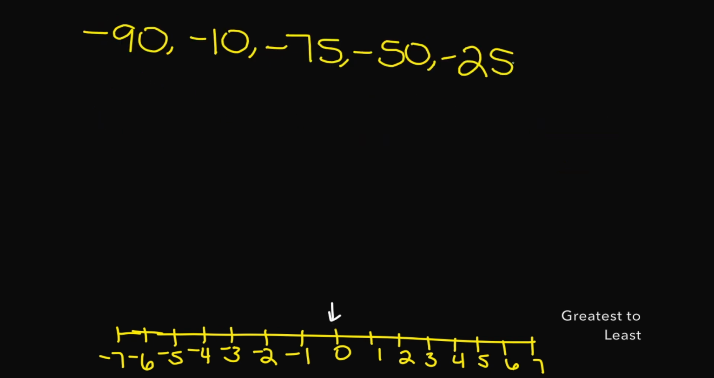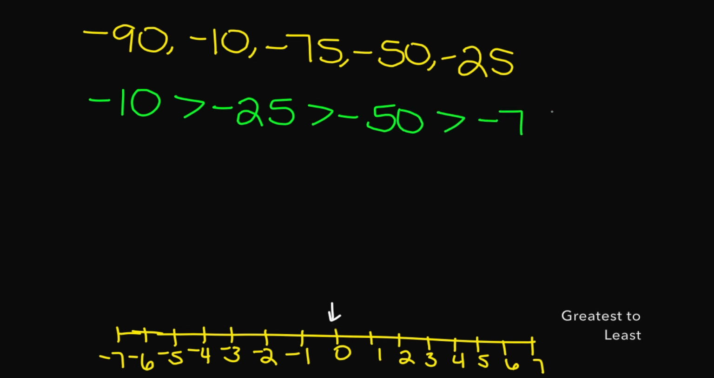Let's look at this example here. We have -90, -10, -75, -50, and then -25. So we are listing our numbers from the greatest number to the least number. So we have -10 first. -10 is greater than -25. -25 is greater than -50. -50 is greater than -75. And then -75 is greater than -90. And this is your final answer here.